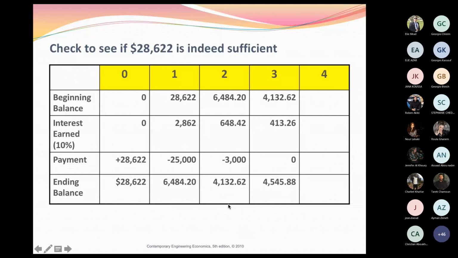Beginning balance, 10%. I have no expenses end of year 3. I will end up with 4,545. I need 5,000 end of year 4. It seems I don't have enough. No, because I will earn 10% on this 4,545. I will withdraw 5,000 to end up with a small rounding error because we rounded the decimal values. Clear?